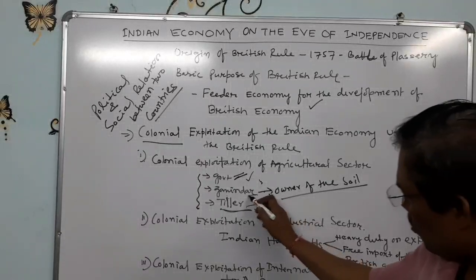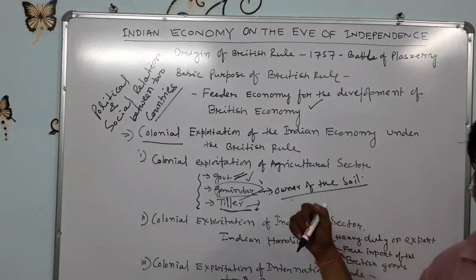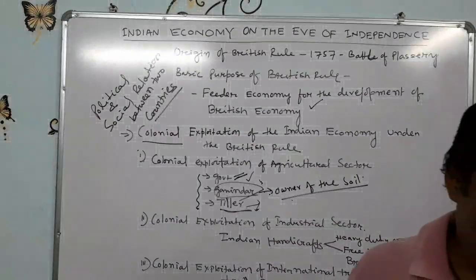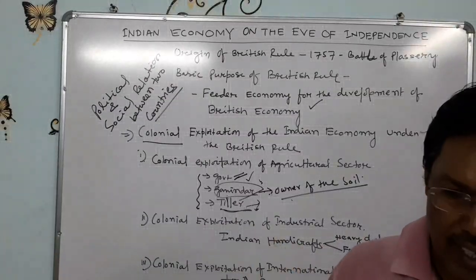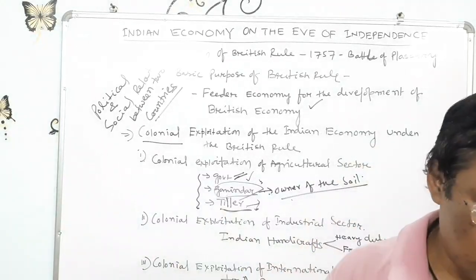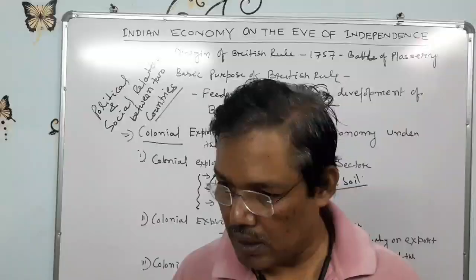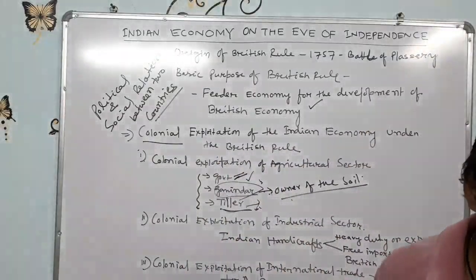So this zamindar group, who are called the owners of the soil, became much more powerful. They could collect the revenue as per their desires and needs, so that they could become very rich, and the tillers became the poorest of the poor.